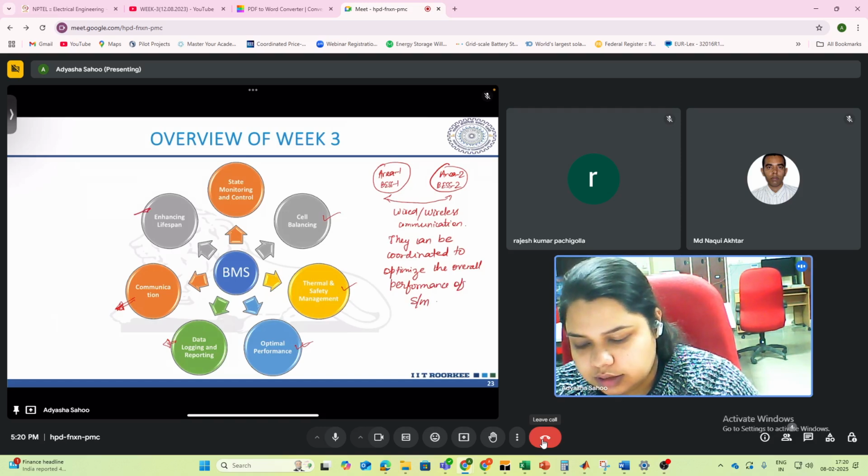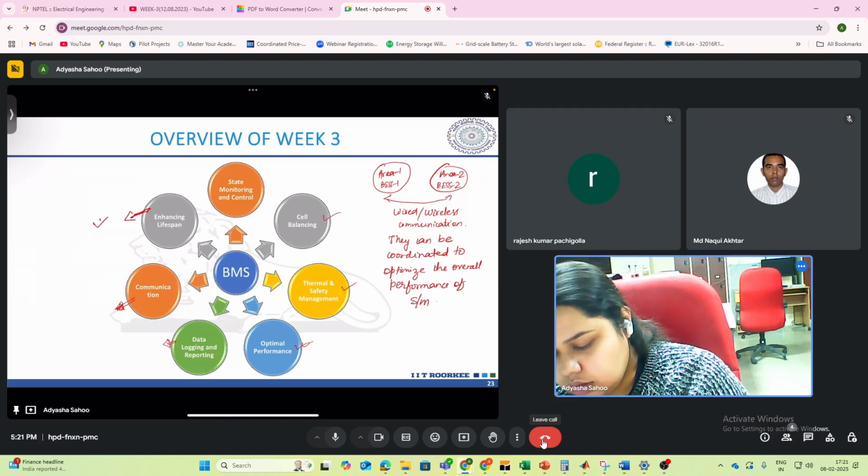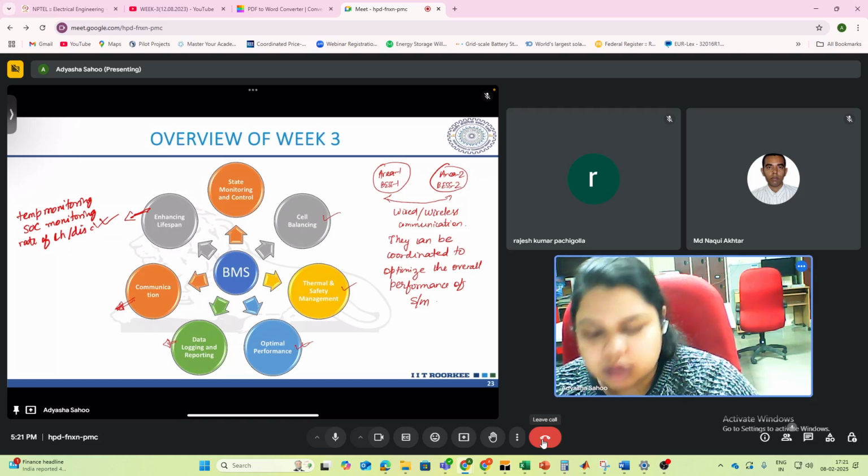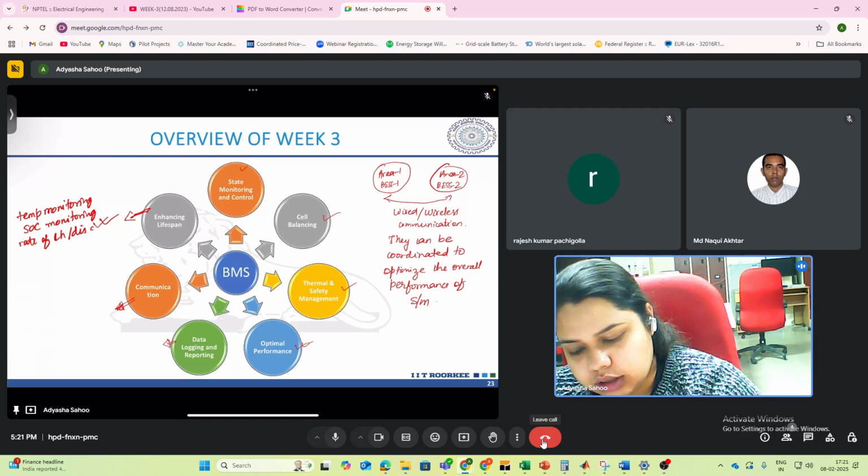Then is enhancing lifespan. Obviously, when you have temperature monitoring, SOC monitoring, and then also the rate of charging and discharging, all those things you can do with the battery management system, and these all will ultimately enhance the lifespan of the battery. And lastly, state monitoring and control.